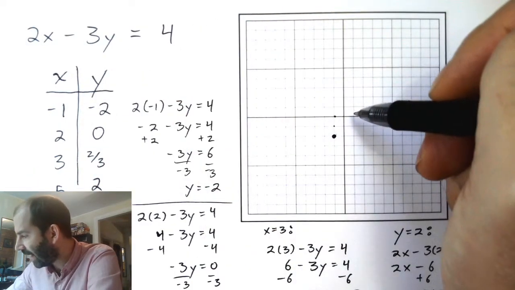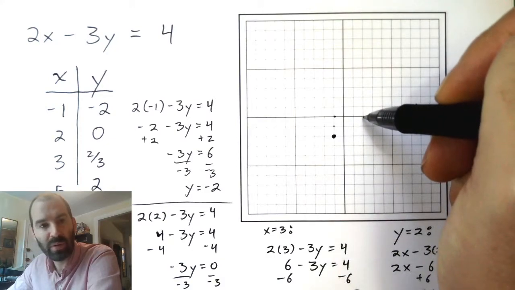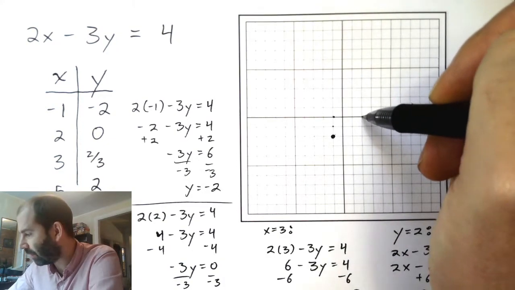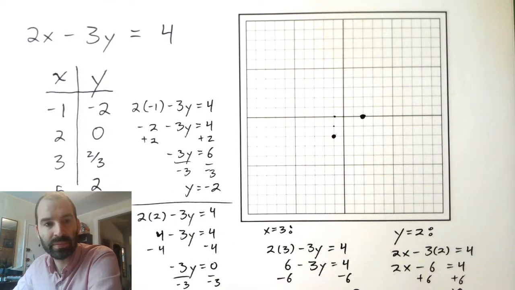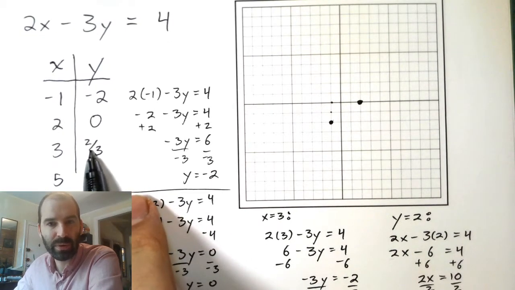2, 0. X is 2, 1, 2. Y is 0, so I don't go up at all. I just stay right where I am. So that's my second point. Let me skip the fraction one. All right, we'll come back to that one.